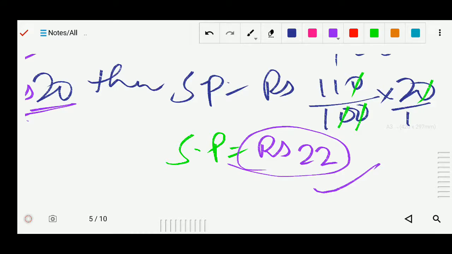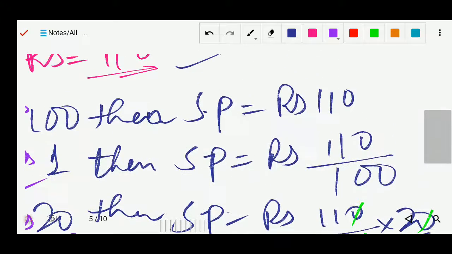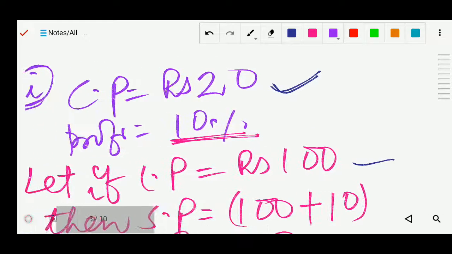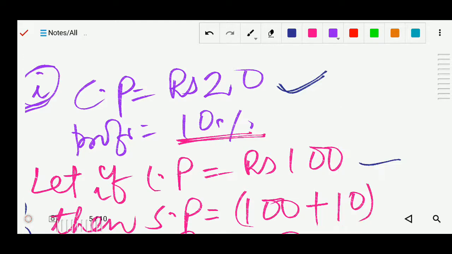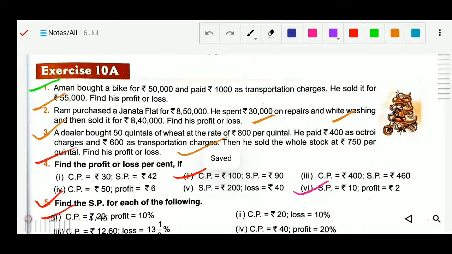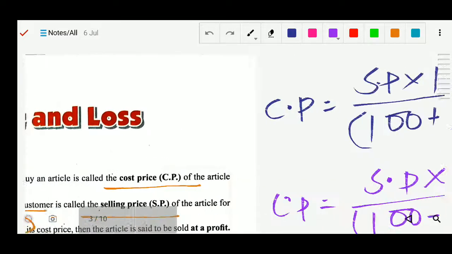Got it? Now this same question I will solve by one more method, directly by using the formula. This is by the unitary method, and the same question I will solve by that formula which I have given earlier. You can see that formula, this formula I am talking about, see it here, this formula.